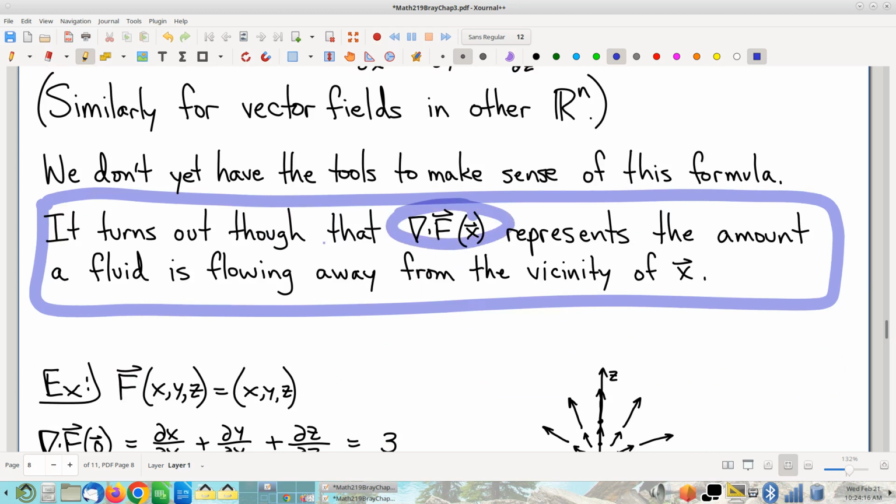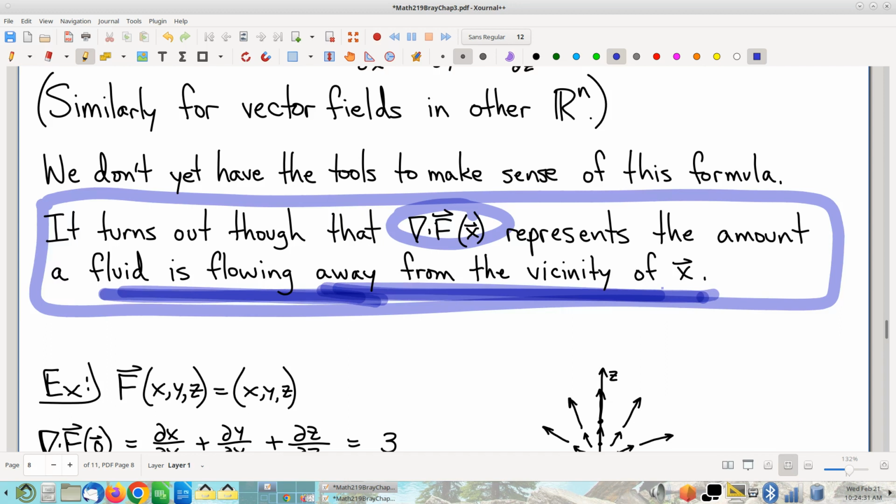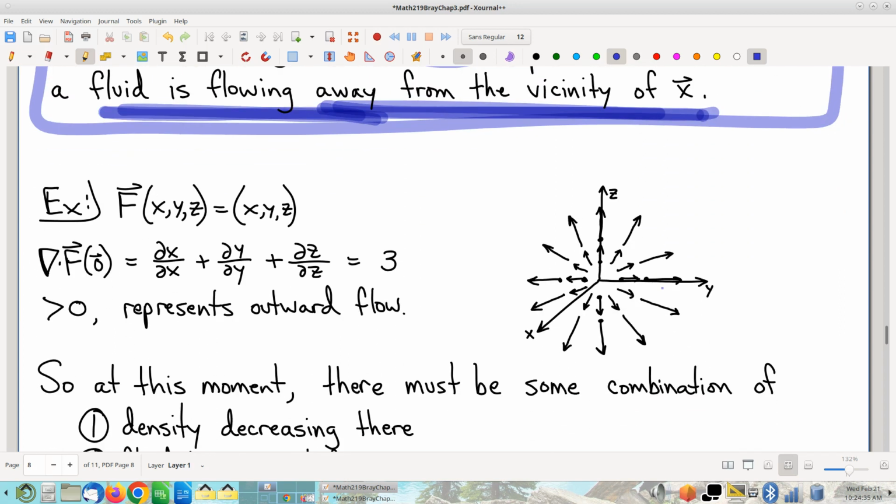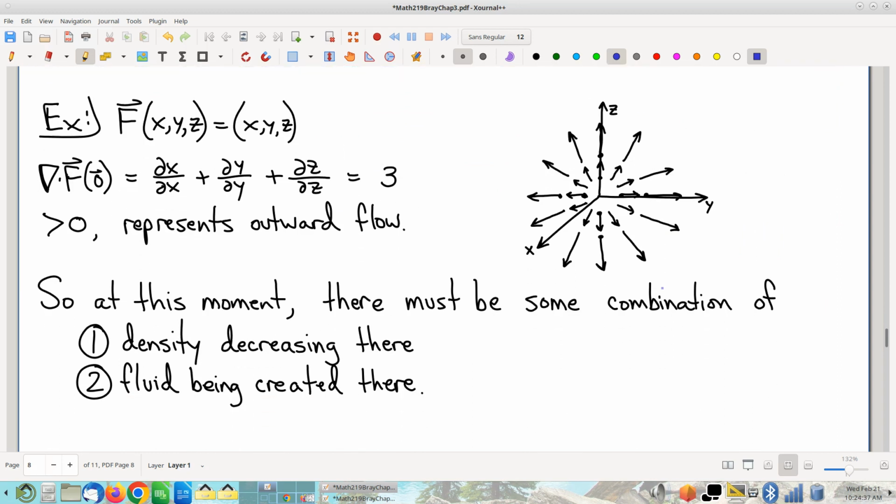Divergence, what it's going to represent physically, geometrically, is when you interpret the vector field as representing the flow of a fluid, it's going to represent the extent to which the fluid is flowing away from where you are, loosely speaking. Now, let me try to communicate that more effectively with a specific example.